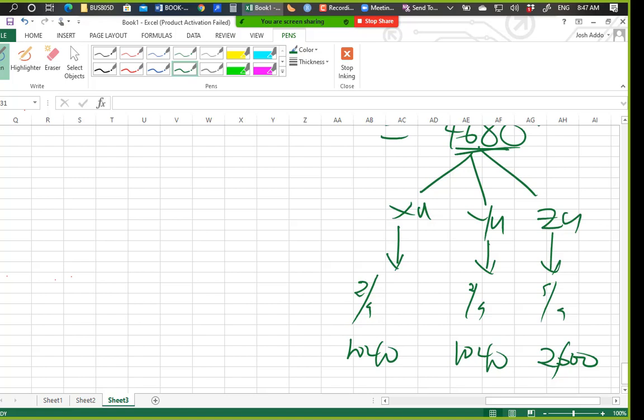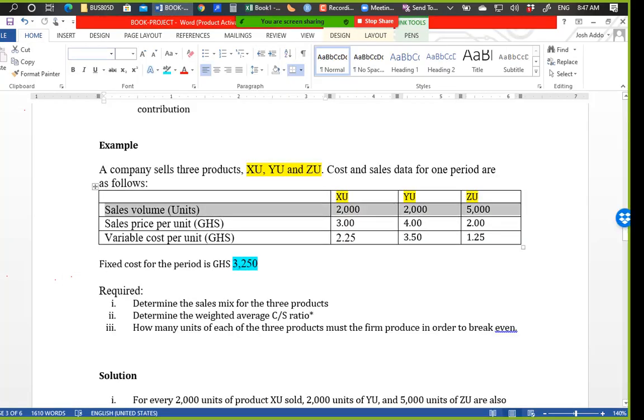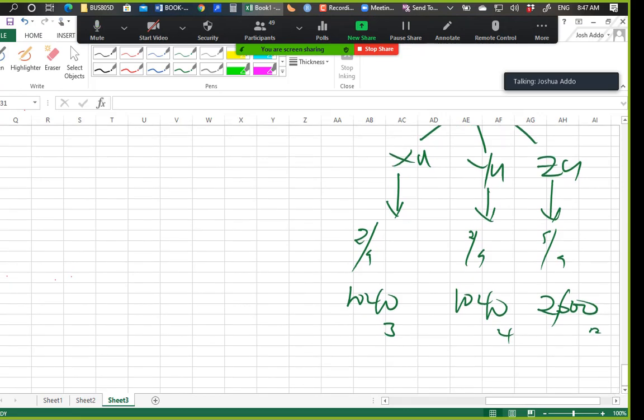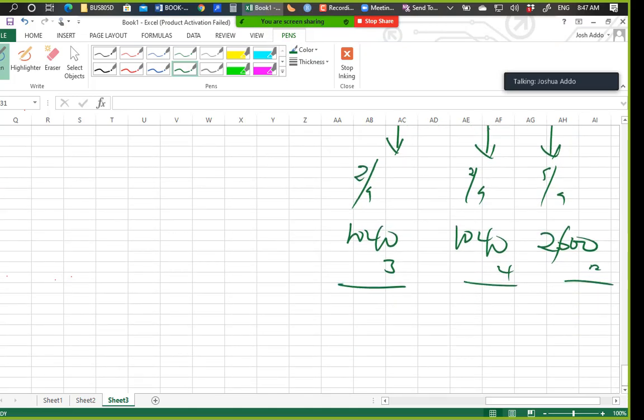You know the basic formula: you can multiply the quantities for each of the products by their selling price. The selling price for this one was, I think, 3, this one was 4, and this one was 2. Let's go back to the question to confirm. Yes, the sales price per unit is 3, 4, 2. When you do the multiplication, you will get the sales revenue for each of the products. And if you sum the sales revenue, you will get the sales revenue for all the products combined. That's for the whole organization.